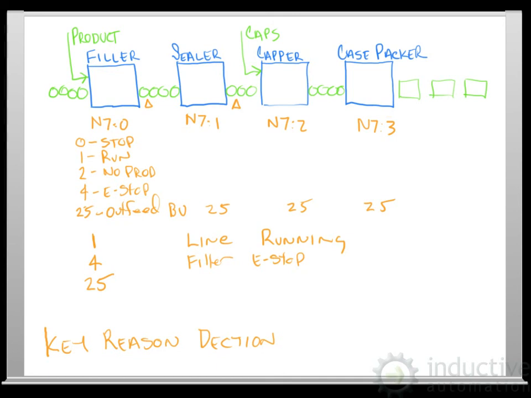So we go on to the capper, and let's say we have in this case 4 is no caps. Okay, we have 4 for it, and that is the capper's fault. So it's a problem with the capper, and it's not another machine. So we blame the capper, and no caps.